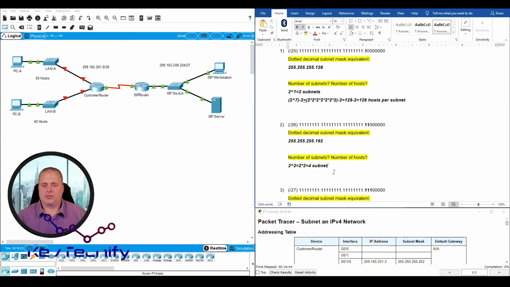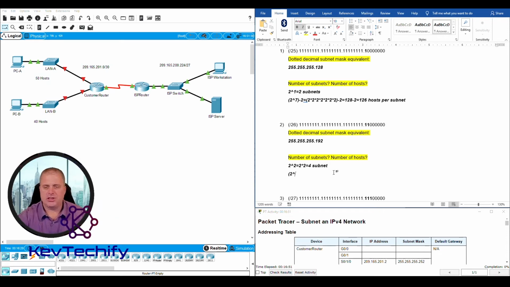We have to figure out the number of hosts. Number of hosts, once again, we start off putting in parentheses 2 to the number of bits in the host portion. We take what's left, the zeros. That gives us 1, 2, 3, 4, 5, and 6 bits in our host portion. So 2 to the 6th. And we subtract 2 from that total because you can't use the first one, the network address, and you can't use the last one, the broadcast address. That is equal to 2 times 2 times 2 times 2 times 2 times 2, 6 2s.